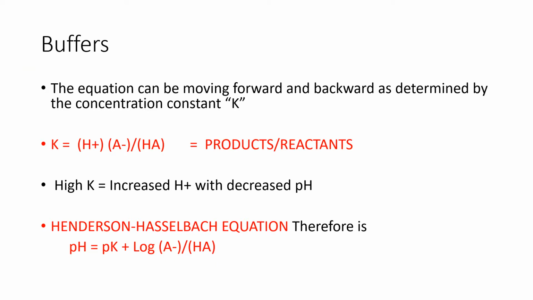This could be mathematically expressed in form of an equation. An equation can be moving forward and backward as determined by the equilibrium constant K. K here will be H plus and A minus over HA, meaning products over reactants. When there is an increased hydrogen ion, there will be decreased pH. There's the Henderson-Hasselbalch equation. Therefore, that will become pH equals pK plus log A minus over HA.